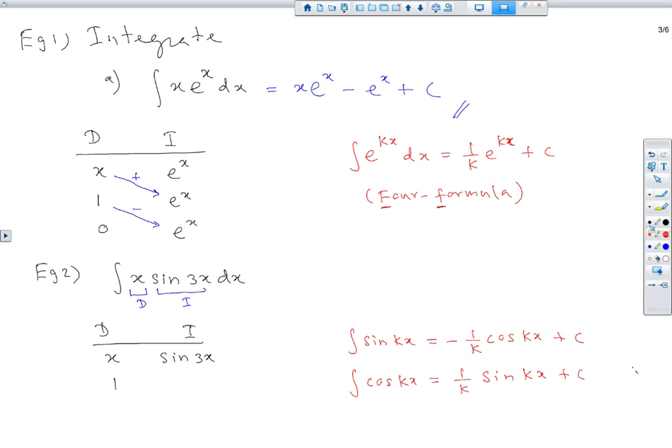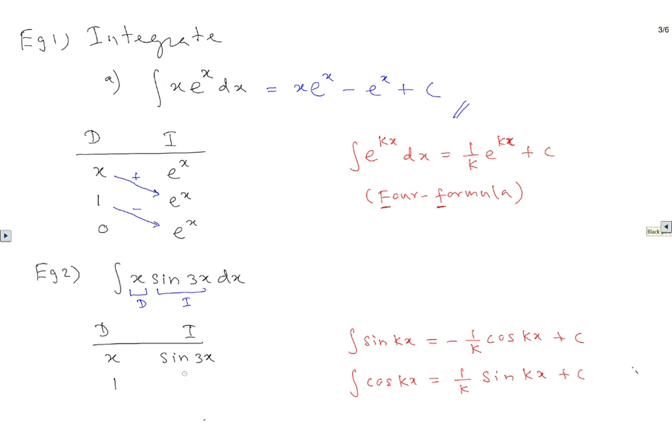So our table now: once you take the integral of sine, it is going to be negative 1 over 3 cosine 3x. Now take the derivative again. So it's a 0 here. Now once you integrate cosine, according to the formula it is 1 over k, which means you divide by another 3, so that means negative 1 over 9 sine 3x.